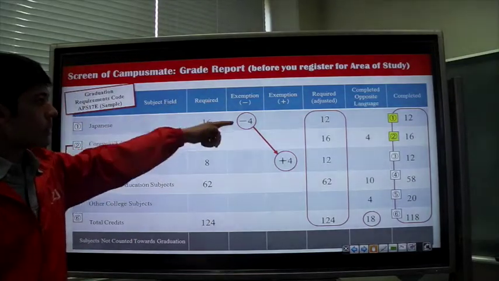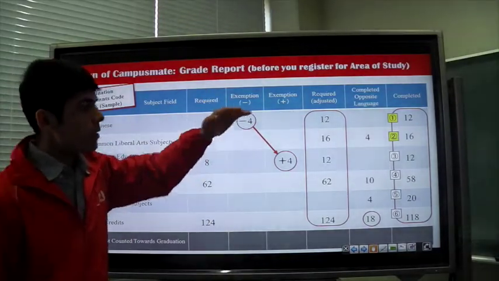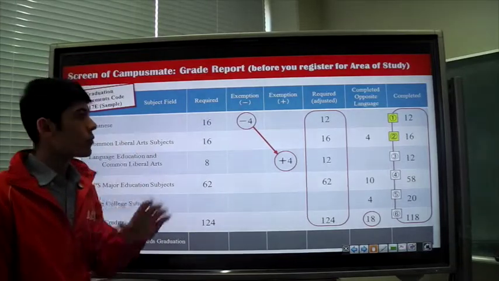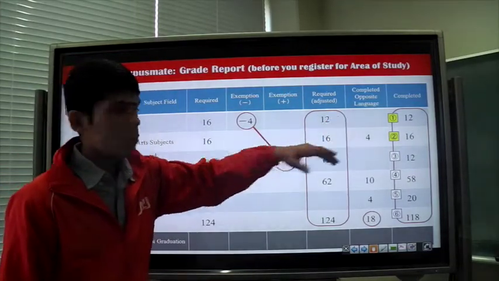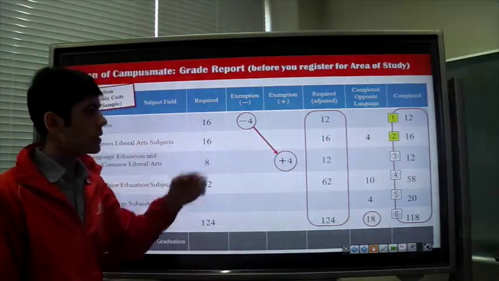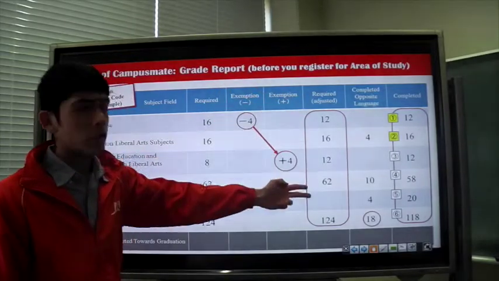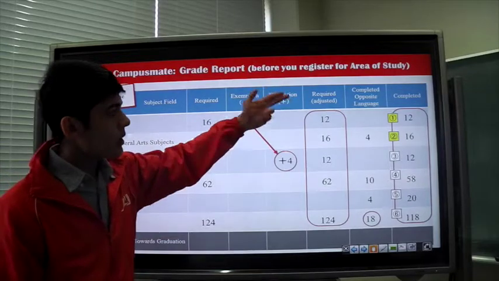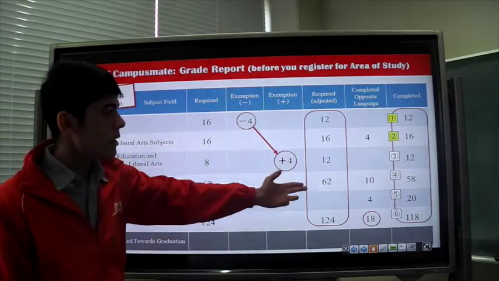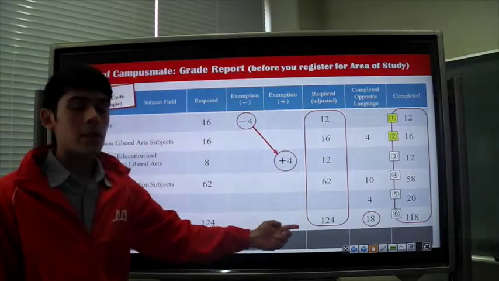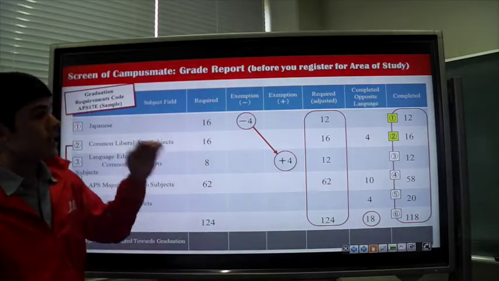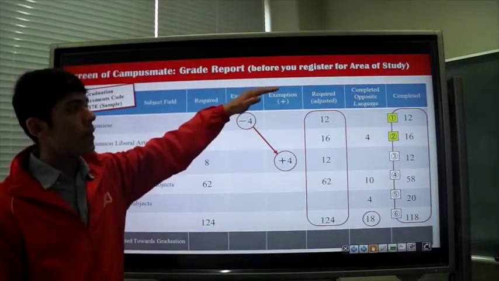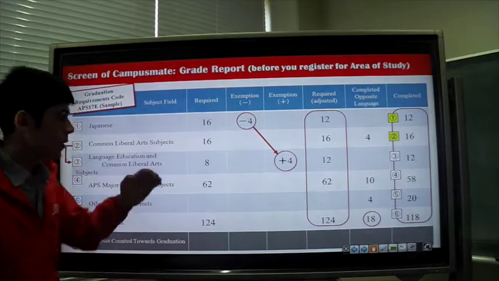So the exemption is -4 and +4. What I want you to focus on during your study life is these two. Four years means the adjusted required number of credits and the completed number of credits. The adjusted one is 12, 16, 12, 62, and the total is 124. As I said, this is before you register the area of study. What that means is, focus on here.